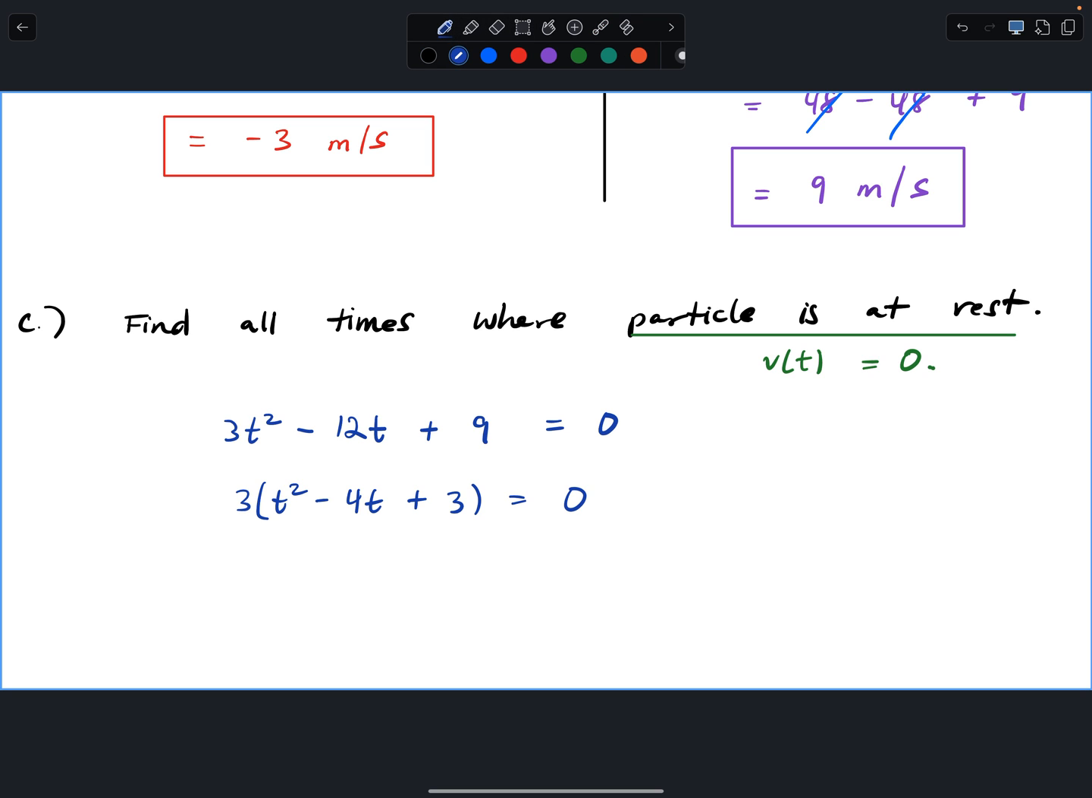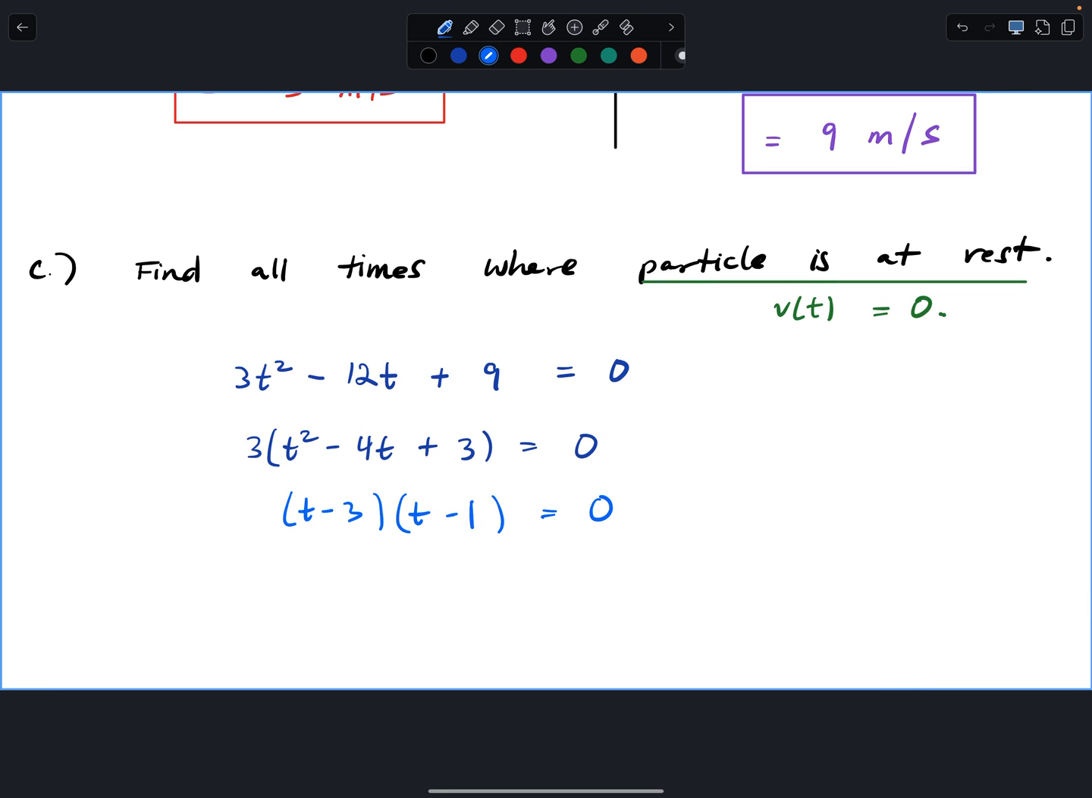So what I really care about is what this factors to. t minus 3, t minus 1. So t is equal to 3, and t is equal to 1, right? What does t stand for? Time. And in this case, time is in seconds.